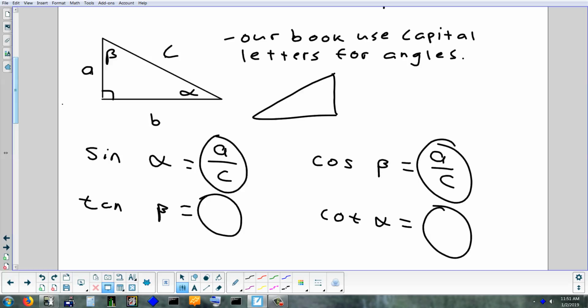What's the tangent of beta? It would be opposite over adjacent, so that is B over, okay, opposite over adjacent. So everything was from the perspective of beta. Now we're going to switch our perspective to alpha. Cotangent. We want adjacent over opposite. So from the perspective of alpha, what's adjacent over opposite?